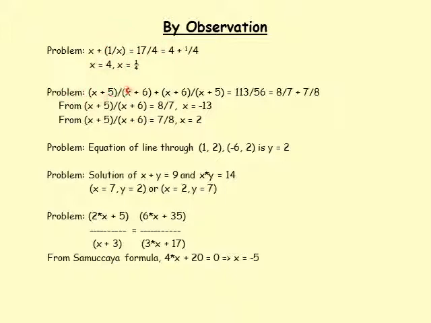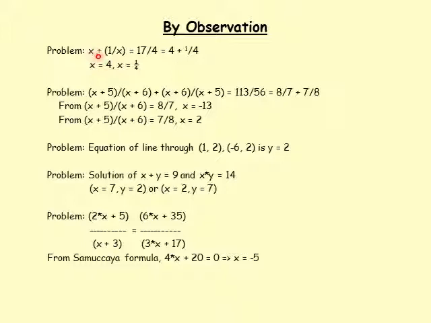Instead of x, we have (x plus 5) divided by (x plus 6), plus (x plus 6) divided by (x plus 5), equals 113 divided by 56. It's of the same type: a divided by b plus b divided by a. And these two fractions, 113 by 56, is 8 by 7 plus 7 by 8. So if a divided by b is 8 by 7, x is minus 13. If a divided by b is the other number, 7 by 8, so (x plus 5) divided by (x plus 6) is 7 by 8, then x is 2.